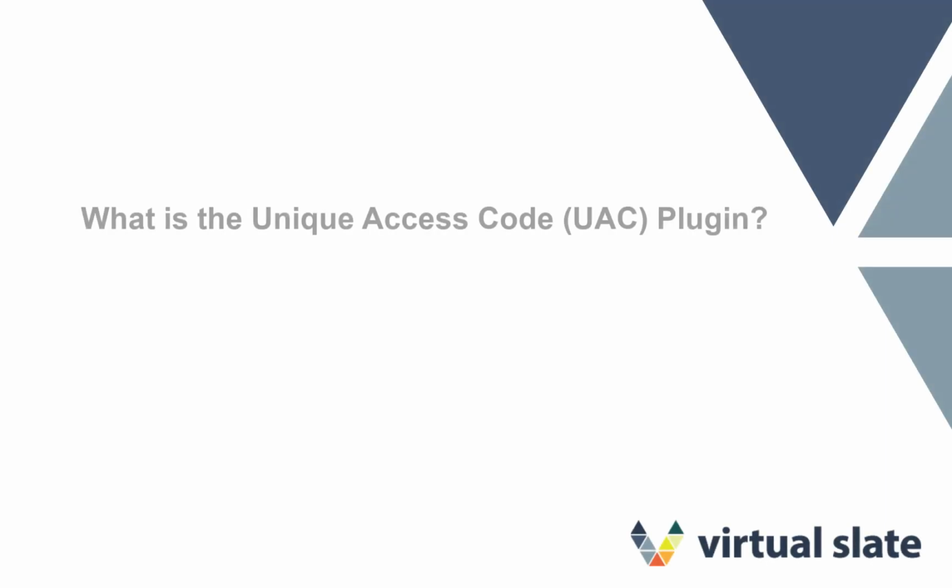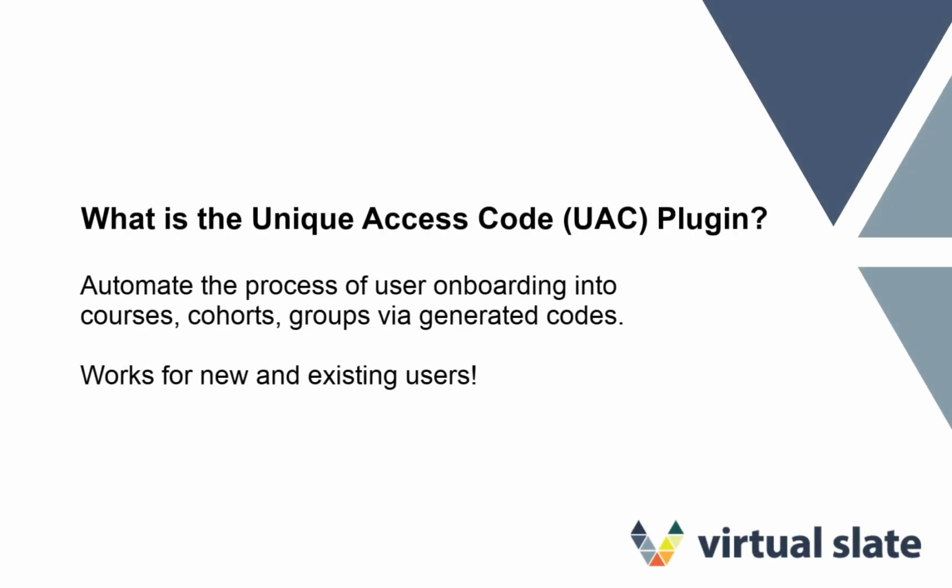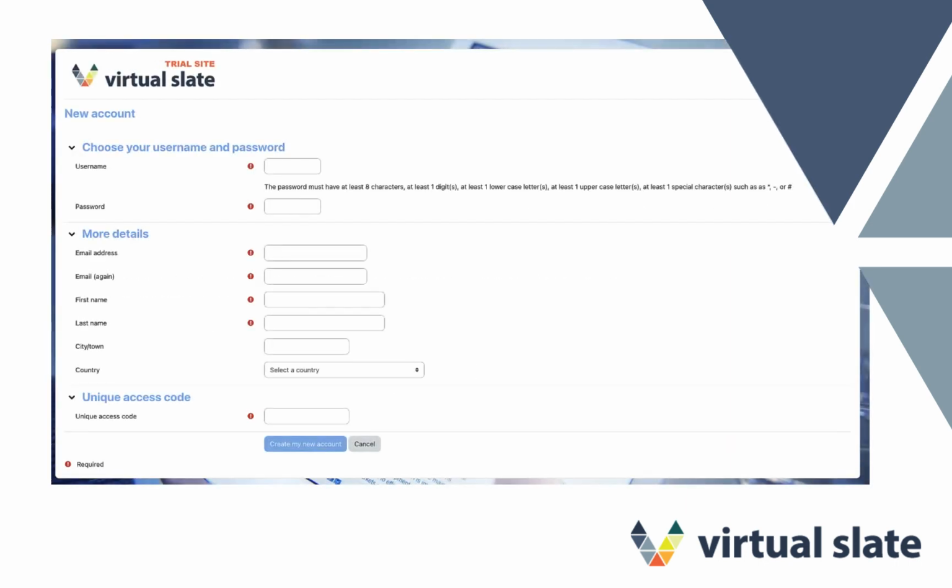Let's get started by talking about what the Unique Access Code plugin does. The Unique Access Code plugin, short for UAC, automatically allows you to enroll users into cohorts, courses, and multiple groups when they sign up using the Unique Access Code authentication plugin. Users are able to sign up using a sign-up page and providing a unique access code that's been configured by the site administrators, allowing the onboarding process to be made simpler for your organizations.